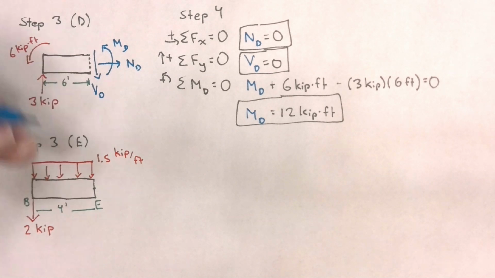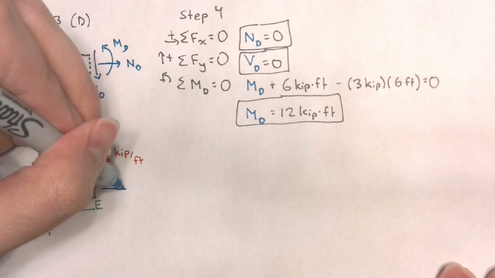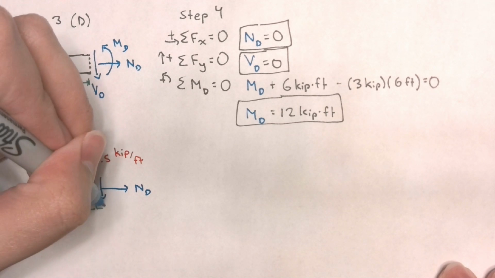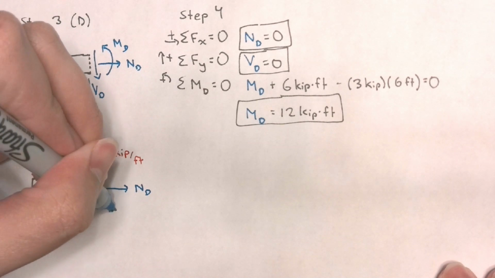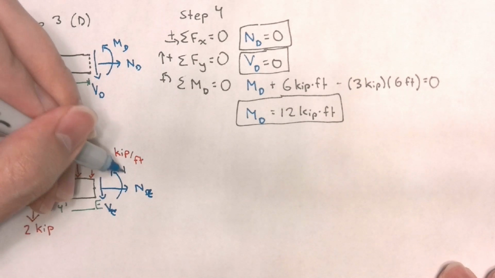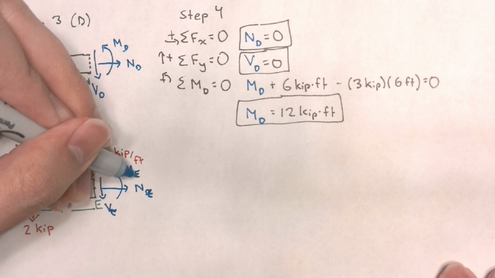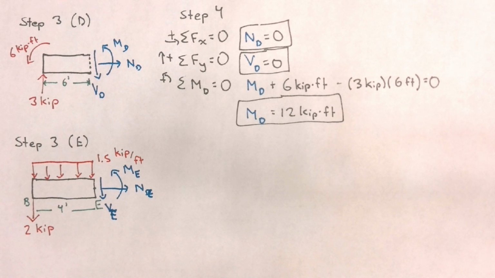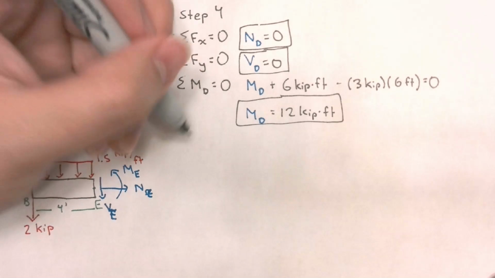Since I made my cut at point E and I want to find my internal forces at point E, I'm going to start by assuming that all of my internal forces have positive directions. And now I can apply my equations of equilibrium to solve this problem.